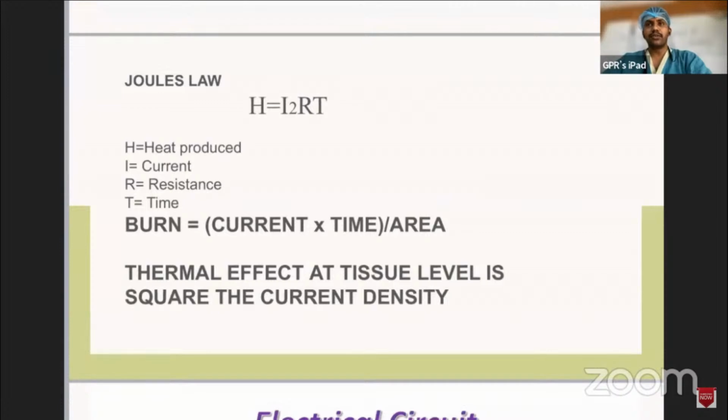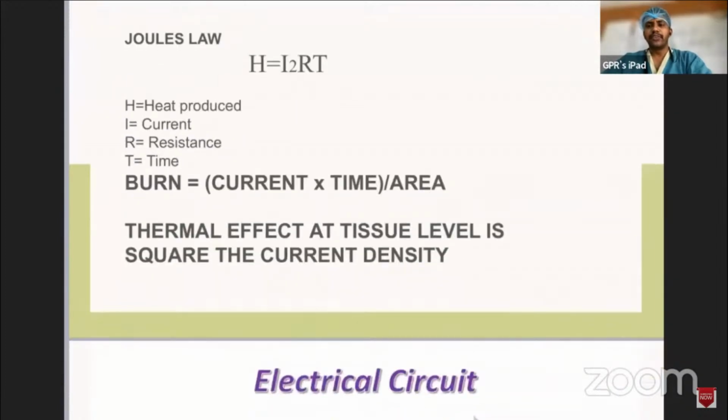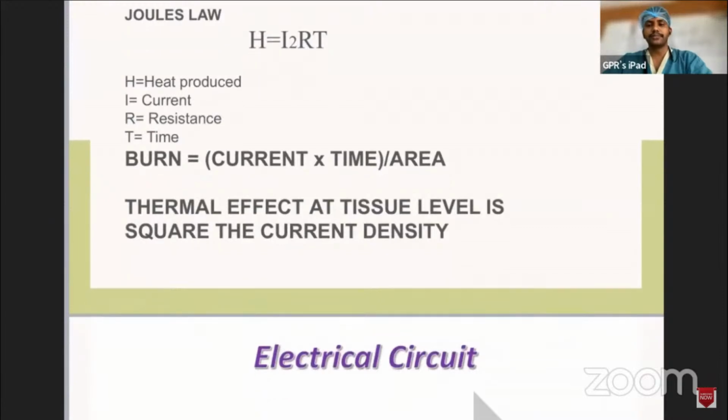Whenever current travels from one part of the source to the other, it tends to produce some amount of dissipation. This dissipation could be heat, could be smoke, could be anything else, which is nothing but a form of wastage. No energy instrument in the entire world so far is 100% efficient. So the thermal effect on the tissue is proportional to the square of its current density. This is the formula we always keep in mind before going on to anything.